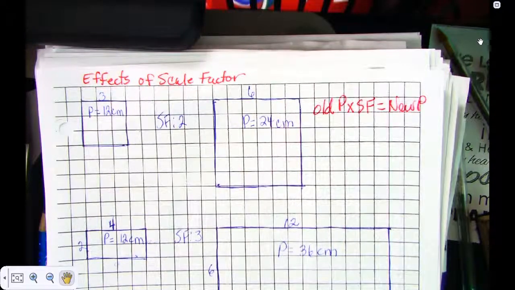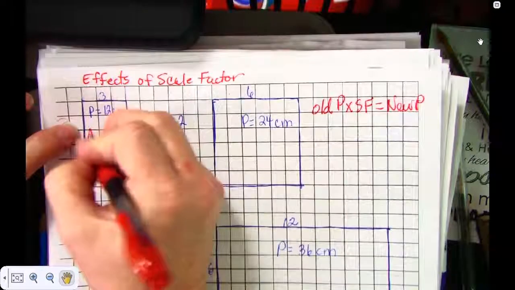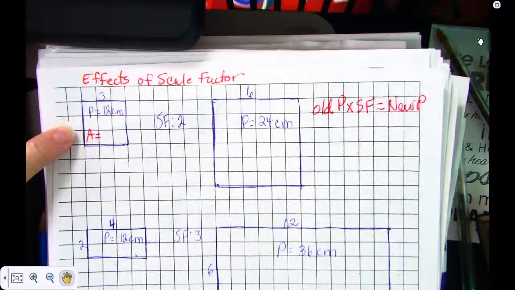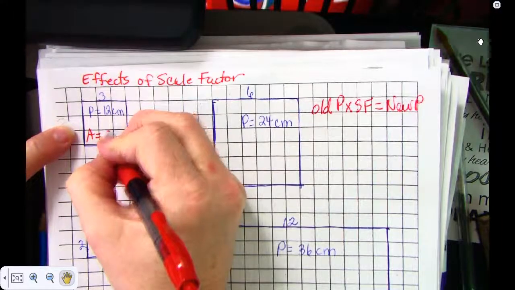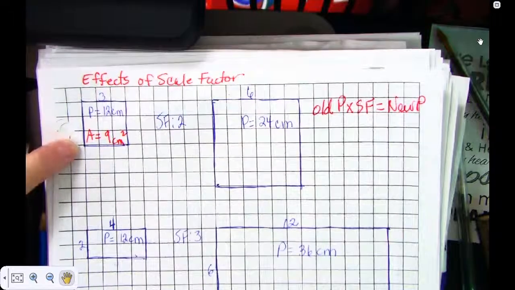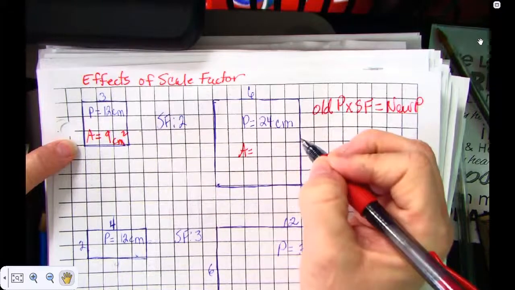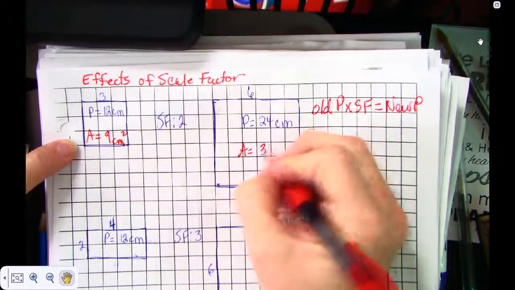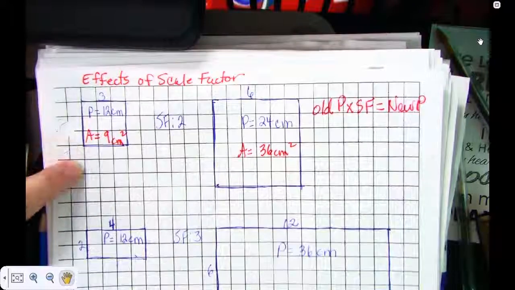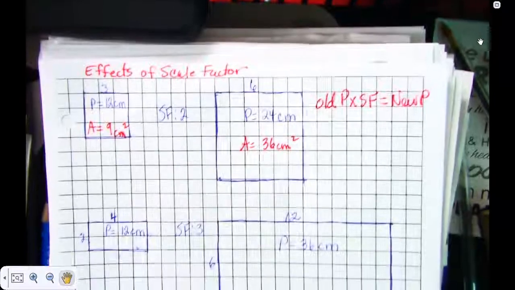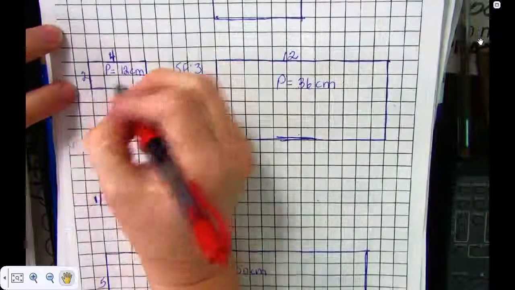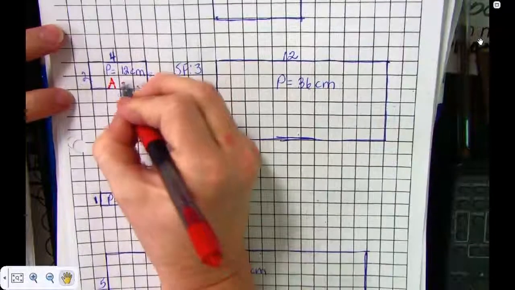Okay, now we're going to learn how the area is affected. If you figure it out, please don't tell. Okay, if you figure out what happens. What is the area of the square? 9 square centimeters. What's the area of this one? 36 square centimeters. 6 times 6, 36. Okay. Go down to the rectangle. What's the area? 8 square centimeters.